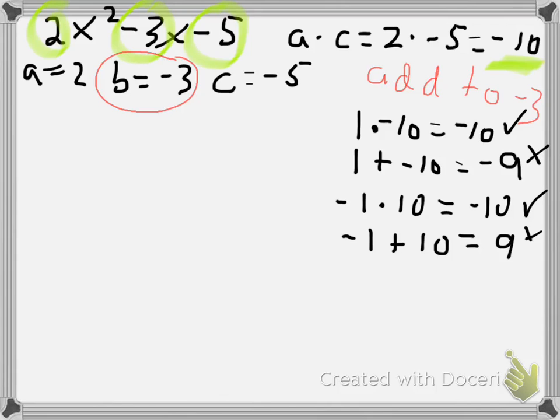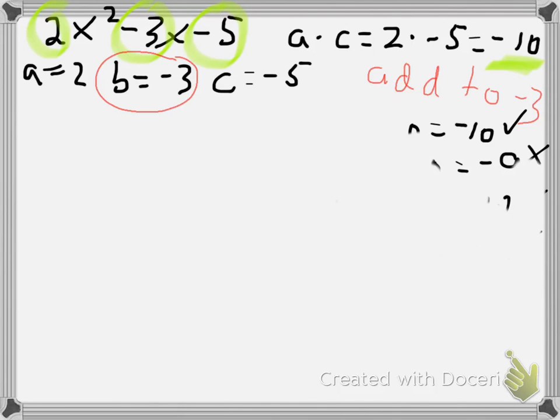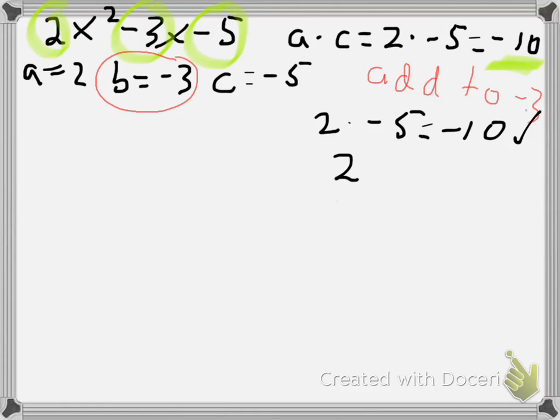So we have to ask, is there another pair? So let me erase these out. And there's got to be another pair here. And we know there's another number, 2 times -5. We tried that one. Okay, so let's go back to that. 2 times -5 equals -10, which is what we want. 2 plus -5 equals -3. Is that what we want? 2 plus -5 equals -3.